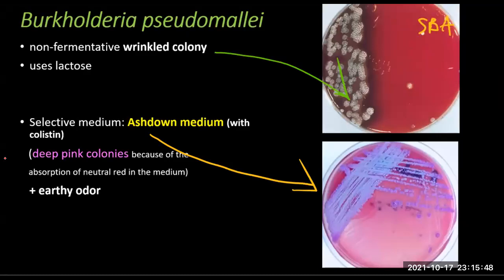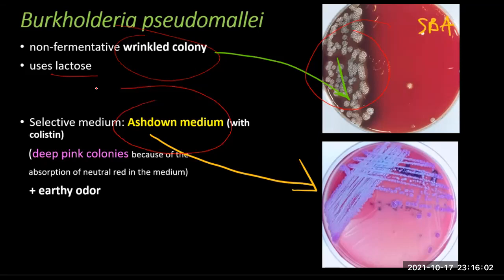This one, pseudomallei, is a non-fermenter. It can produce wrinkled colonies, take note, wrinkled, on sheep's blood agar. It utilizes lactose, and it has a very specific selective medium, Ashdown medium, which is supplemented with colistin. Characteristically, this organism produces deep pink colonies because of the absorption of neutral red in the medium, and it also gives off an earthy odor aside from the deep pink colonies in the Ashdown medium.